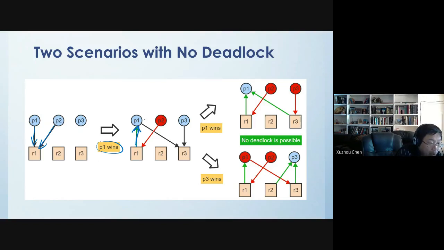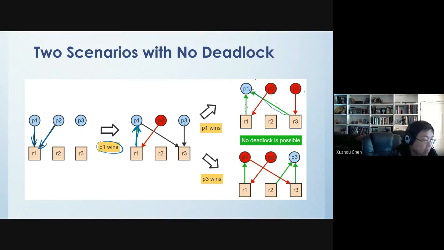Okay, and then P1 and P3 fight for R3. Now, instead of letting P3 win, we let P1 win. So in that case, unfortunately, P3 has to wait, right? P2 has to wait, but P1 gets whatever it requested, and P1 can continue, even though there are waiting situations. P2 and P3 are blocked, but P1 is not blocked.